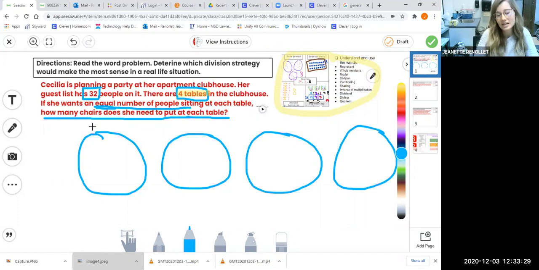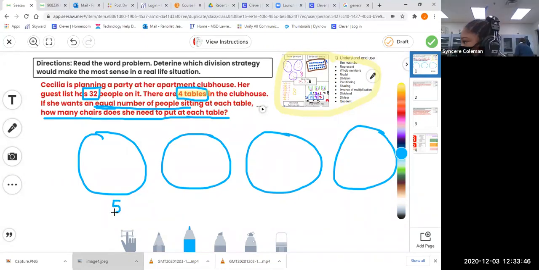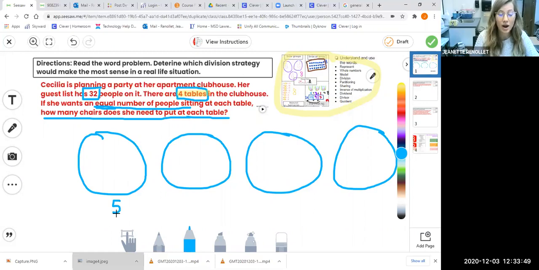So I jumped into the breakout room with Day, and I remember Day saying we can skip count. Day is absolutely right. We can use skip counting. So maybe we could start with 5 at each table. And let's see if 5 at each table gives us up to 32. So I'm going to skip count like Day suggested. I'm going to start with 5. 5, 10, 15, 20.